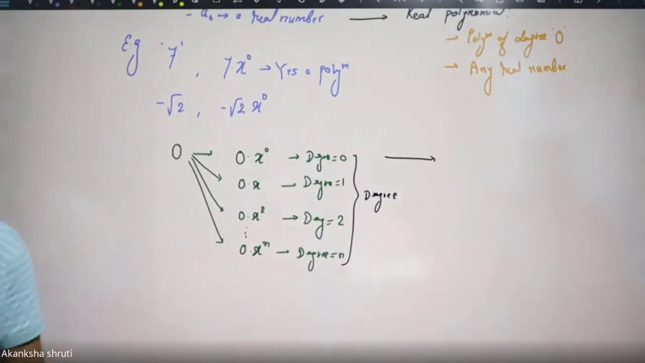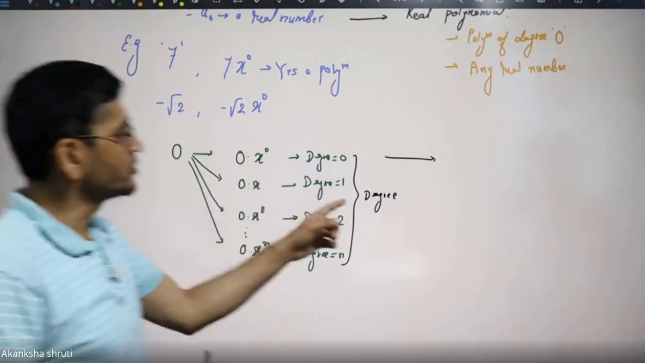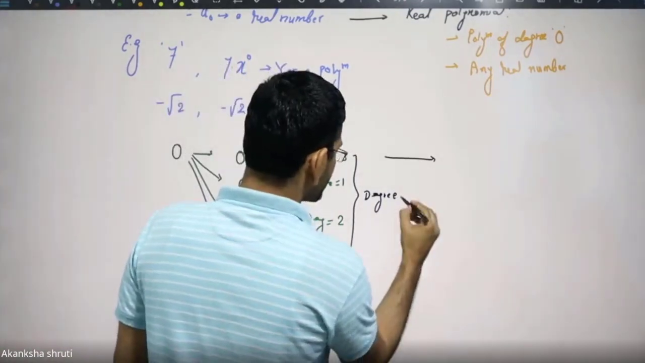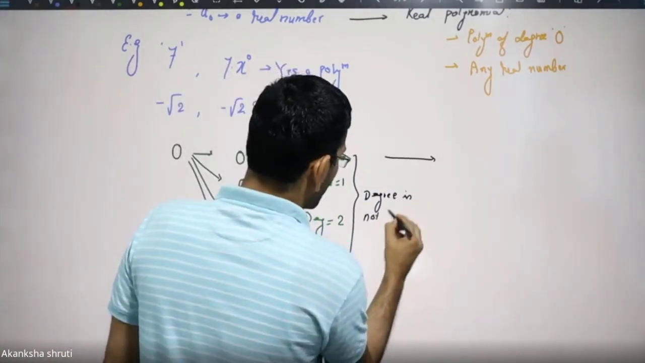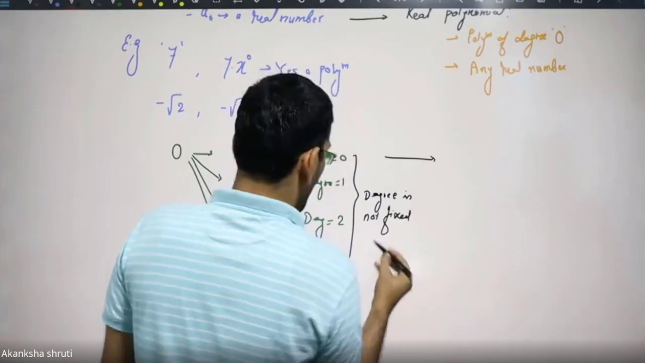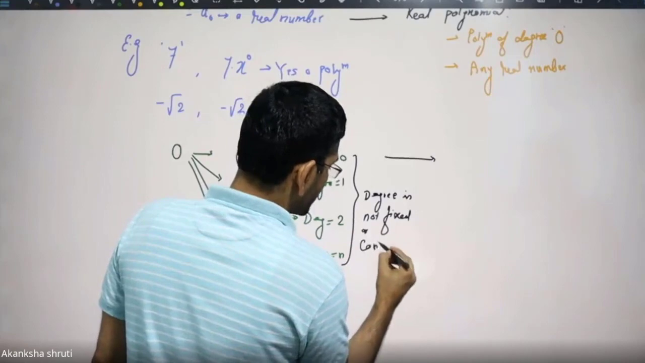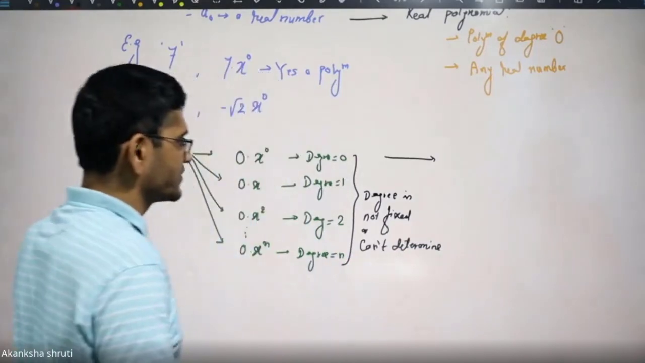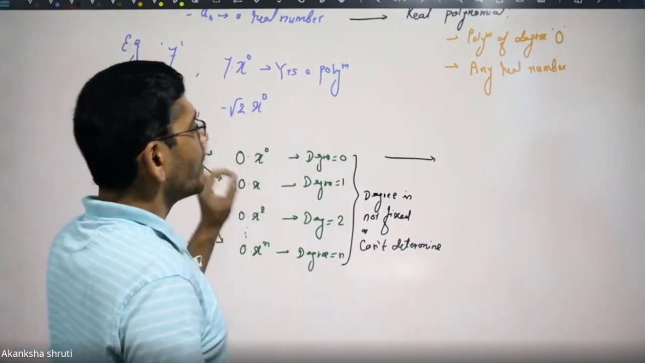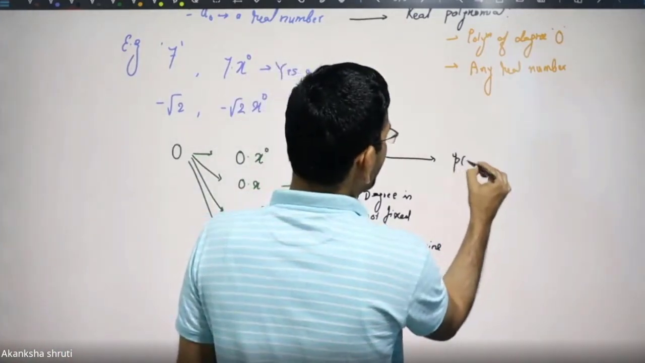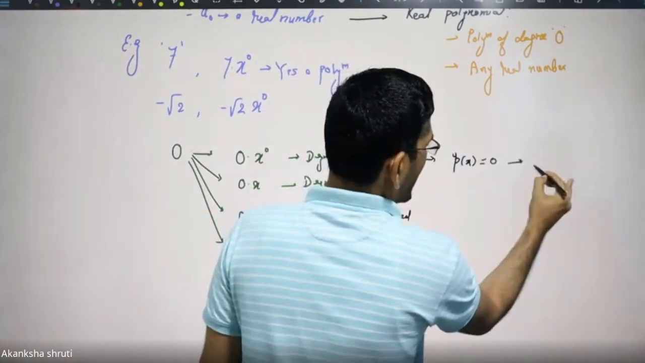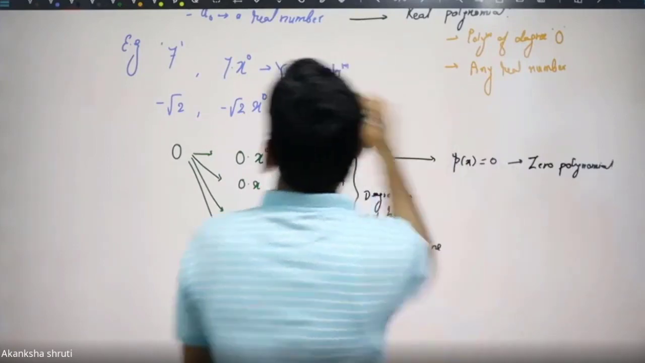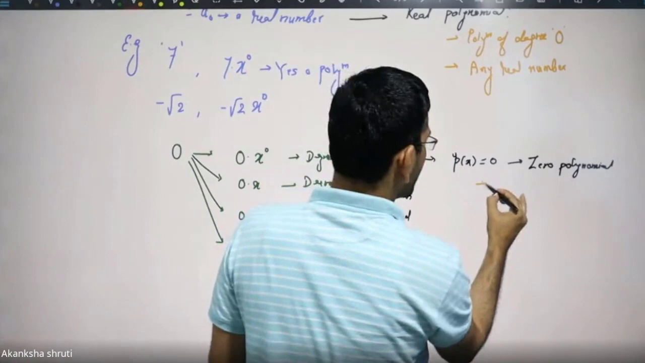Therefore, such a polynomial is called a 0 polynomial. So degree is not fixed or cannot be determined. Determine means exactly the value can be told in mathematics. So only the polynomial p(x) equals 0 is called a 0 polynomial. For this 0 polynomial, degree is not defined.